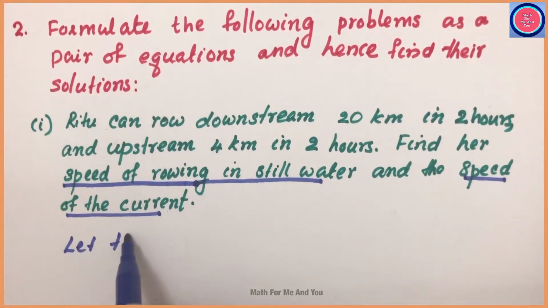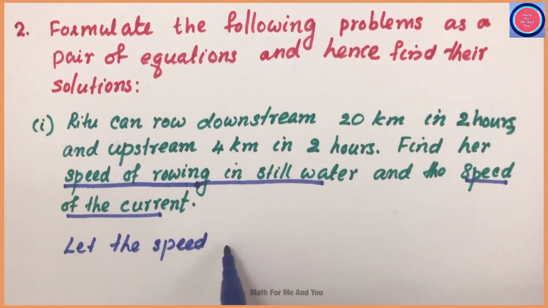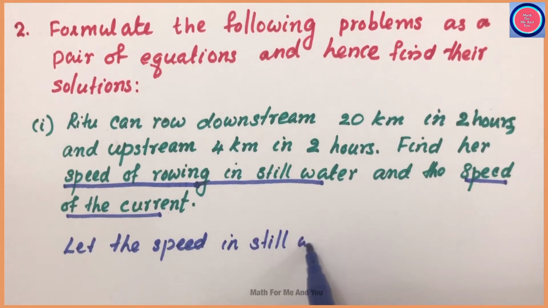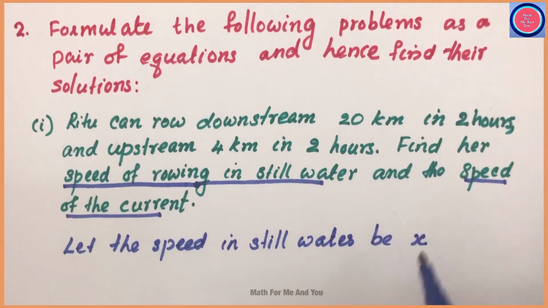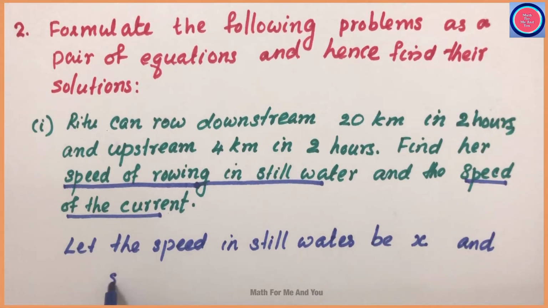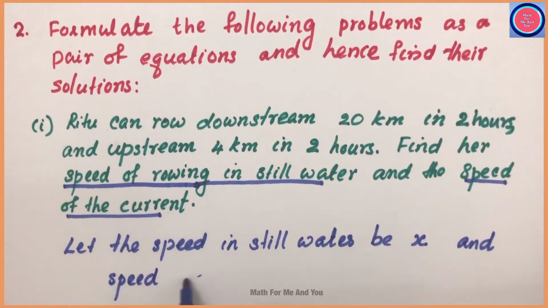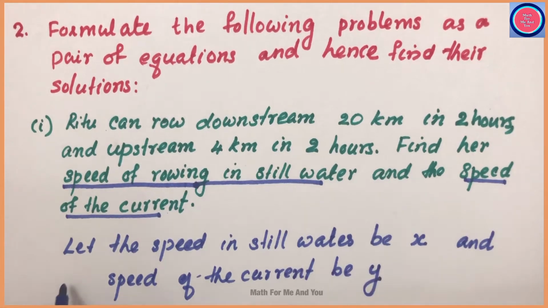Let the speed of her rowing in still water be x. And the second we can take as variable y. That means we take y as the speed of the current. Current means flowing water, stream, all having the same meaning. So we have taken x and y. Now we have to form the equations.